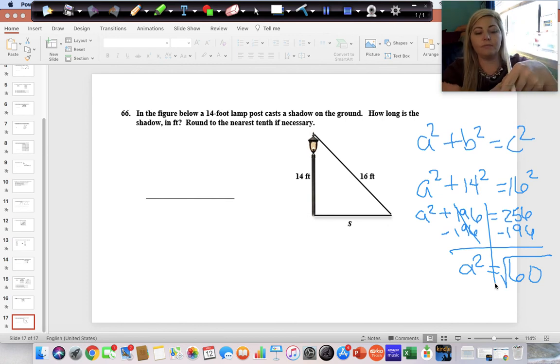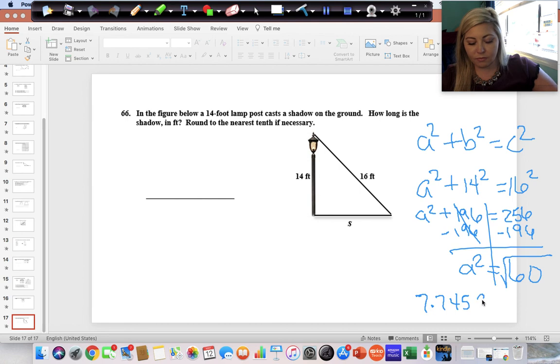My calculator is being difficult. Okay. So then we have this long number, and it said round to the nearest tenth. So this 7 is in the tenths place. We look back. That 4 is not enough to bump that 7 up. So our answer is 7 7/10 feet.